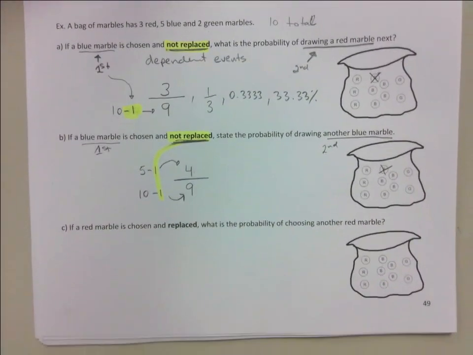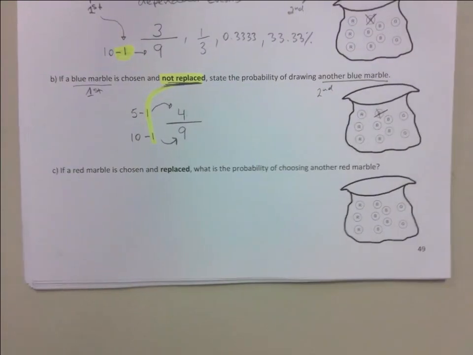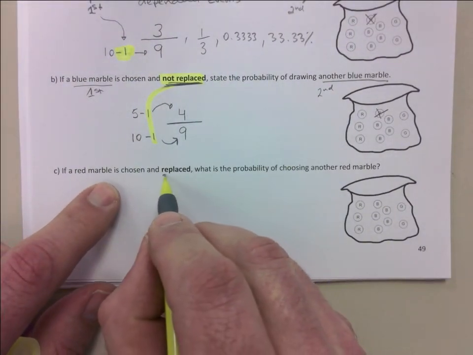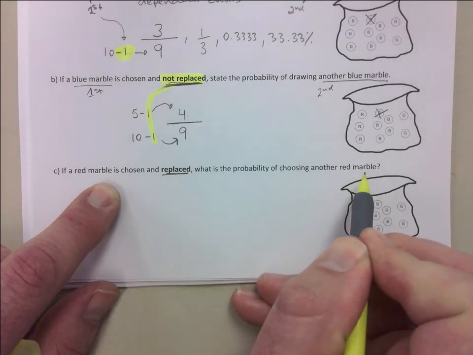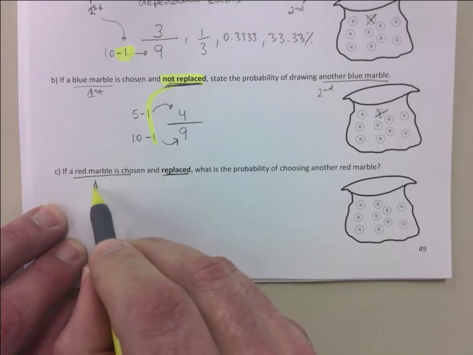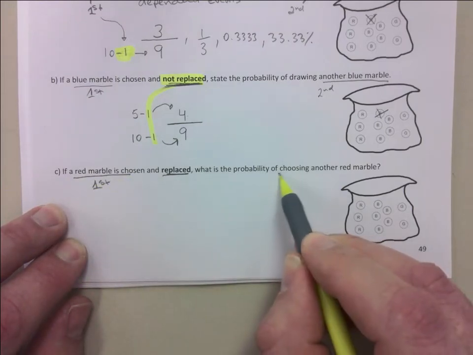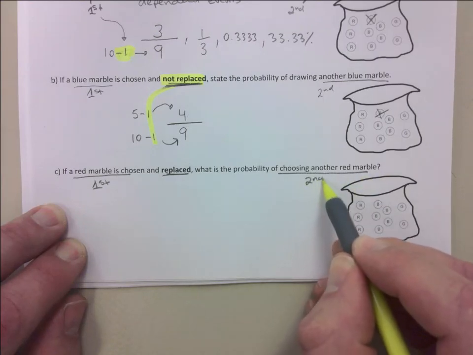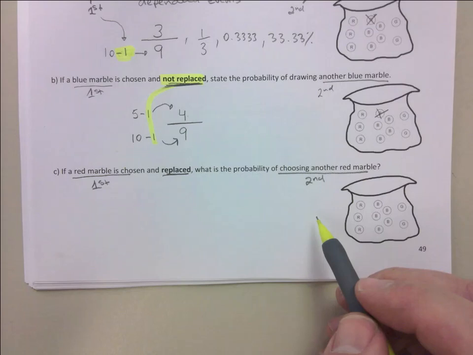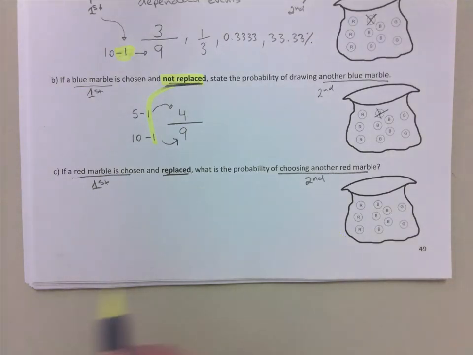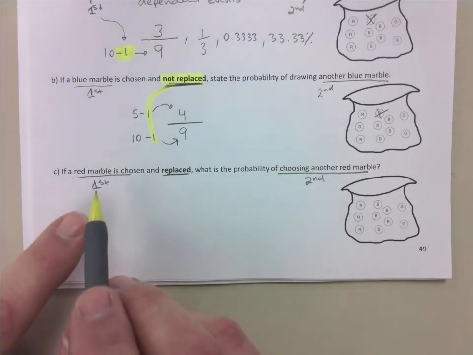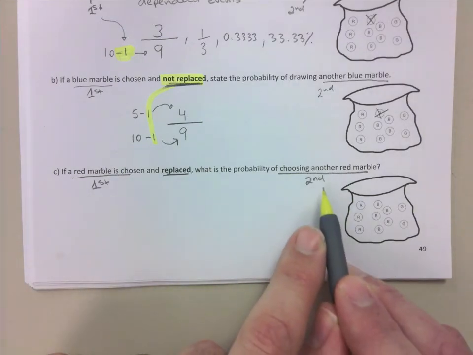Let's do another one. If the red marble is chosen and replaced, what is the probability of choosing another red marble? So this is your first, and this is your second event. We haven't done this before. We only talked about the one event. What's the probability of grabbing a red face card? What's the probability of grabbing a diamond, whatever. It was just one thing. Now we're saying something happens followed by something else.